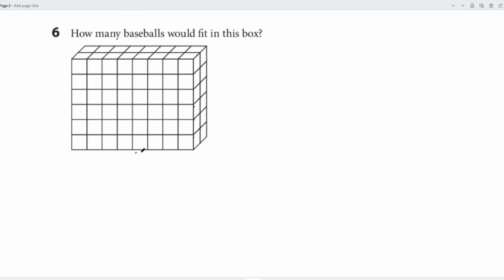So the length times width times height. The length is 8. The width is 2. And the height is 6. So you have 8 baseballs times 2 baseballs. And they've been putting the base in parentheses. Once again, I don't think it's a big deal. Times 6. Okay. So what we'll get, if we do the parentheses first, is 16 times 6.